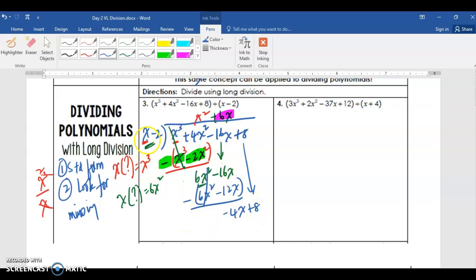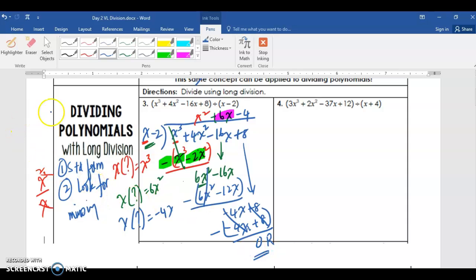Now repeat the process. X times what is negative 4x? That's the question. So x times what is negative 4x? It is minus 4. So negative 4 times x is negative 4x. And negative 4 times negative 2 is a positive 8. Right? Now when you subtract, both of them cancel off in this case. So there is a 0 remainder.